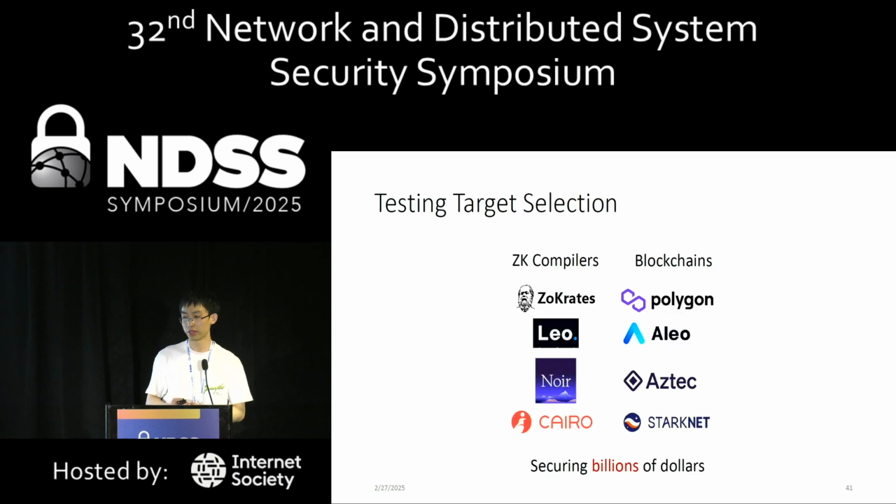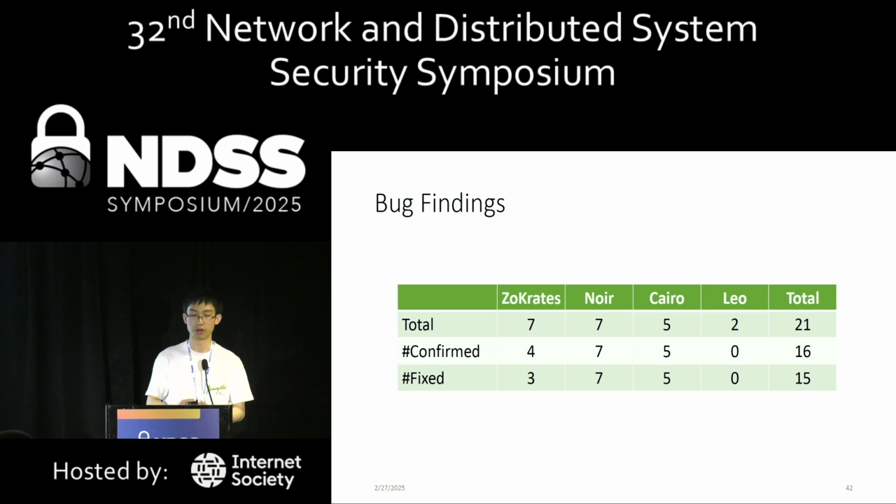To evaluate our implementation, we select 4 mainstream ZK compilers. Those compilers are used in high-value blockchain systems that are securing billions of dollars in total. Overall, we discovered 21 bugs in those 4 compilers, with the majority of them being fixed.